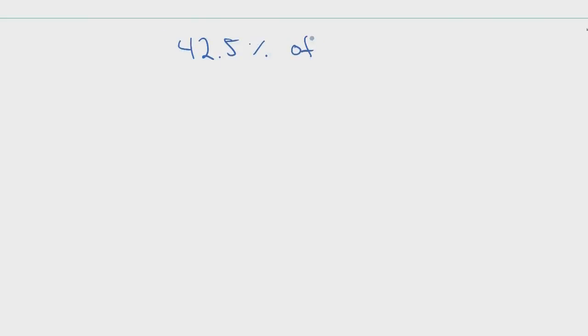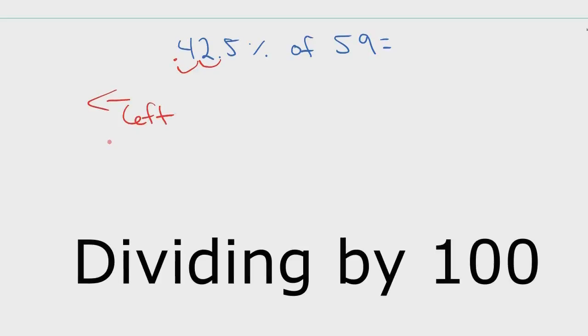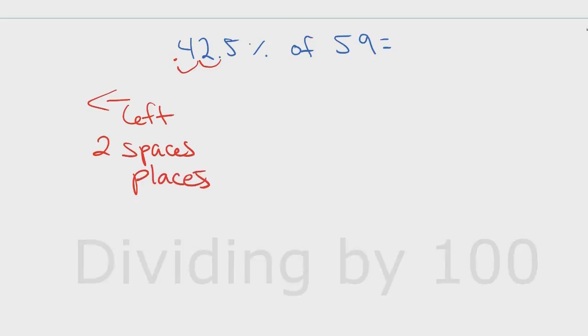42.5% of 59 equals, and before I even start, I'm just going to move this decimal 2 spaces to the left because I'm going to change a percent to a decimal. And to do that, you move 2 spaces, 2 place values, all the same, to the left. And you always do 2 spaces. It doesn't matter how big or how small the number is, it's always 2 spaces.